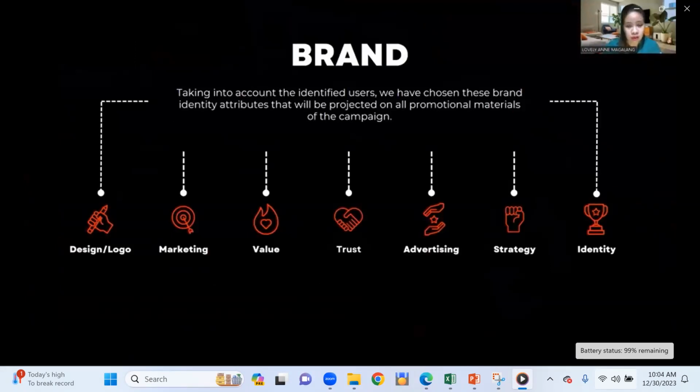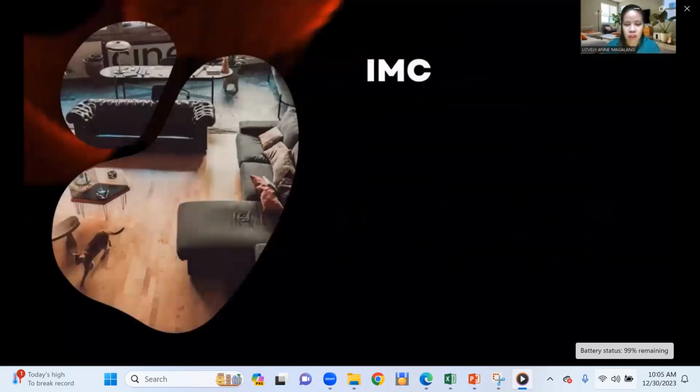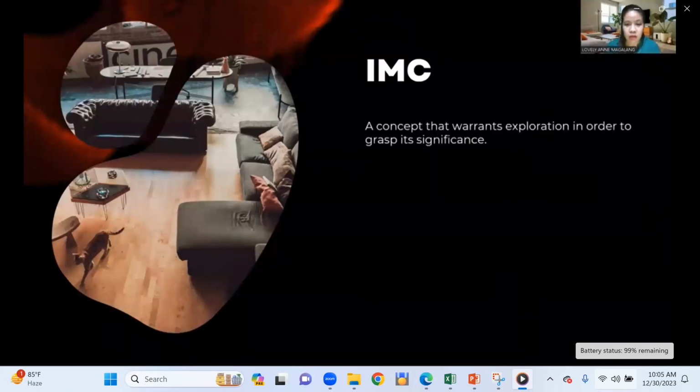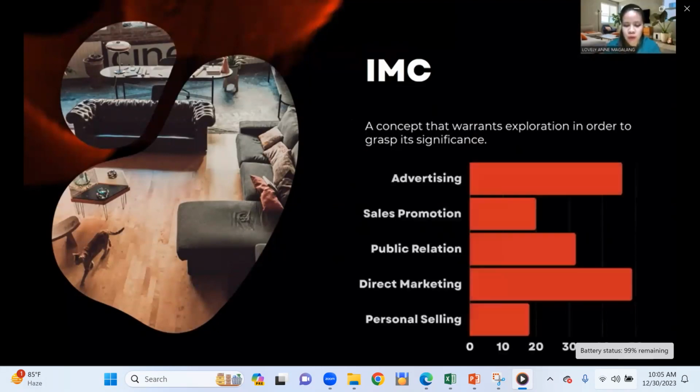So, in order for us to get sales, we have to promote brands because the promotion of brands enhances the level of recognition and knowledge regarding its products and services. And to do that, doon papasok yung concept ng integrated marketing communication. So by definition, the IMC is a concept that warrants exploration in order to grasp its significance. Meaning, ito yung pinagsama-samang promotional strategies to effectively promote a certain product or service to a designated audience at the appropriate time and location. Good example nito ay yung advertising, sales promotion, public relations, direct marketing, personal selling, and social media at iba pa.